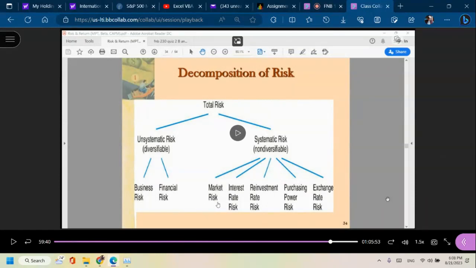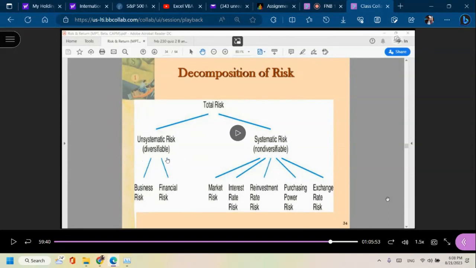the financial market, right? Market risk, stock market, and interest rate risk, reinvestment rate risk, purchasing power risk, which is inflation, and exchange rate risk. All these risks are basically coming from the macroeconomic system. Hence, it's called systematic risk or systemic risk.